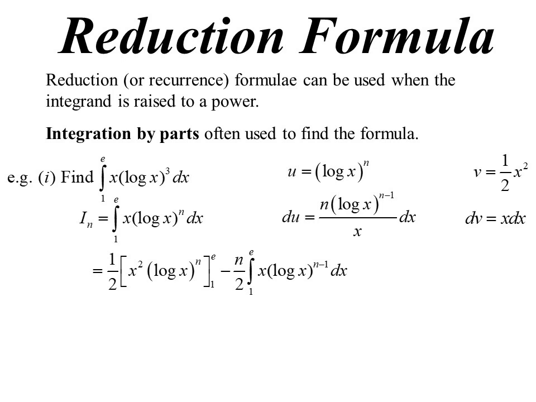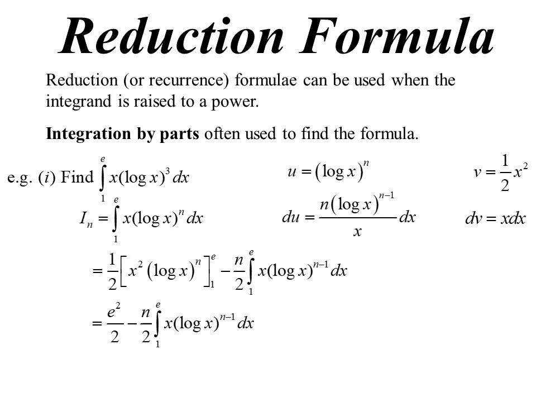But if you have a look at the integral of v du, it is essentially the same, just that the power has changed. It's been reduced. So I can go and calculate the first bit, the square brackets there. I can substitute in the e. Log e, of course, is 1, and 1 to the power of n is always 1. So I get e squared on 2, minus, substitute in the 1, log 1 is 0. So I just get e squared on 2.